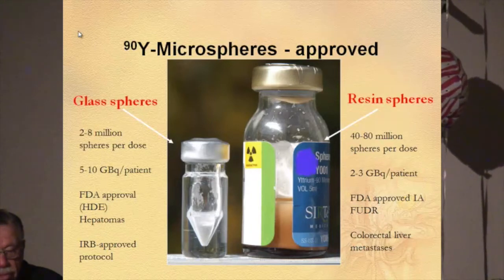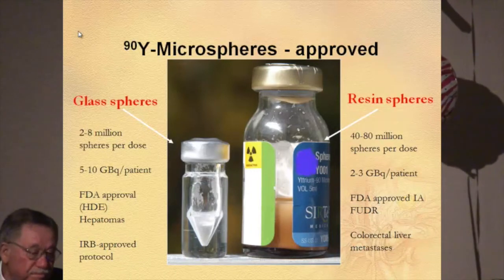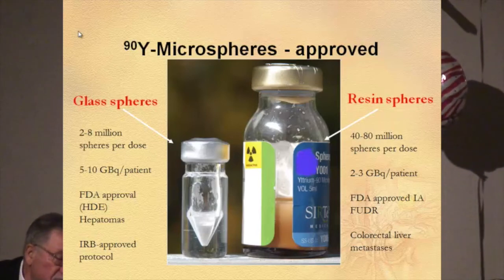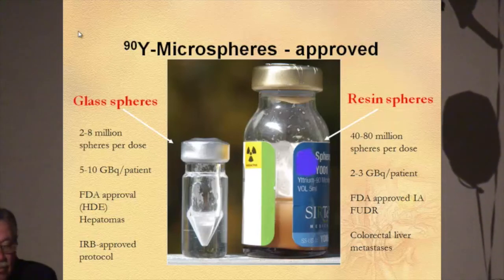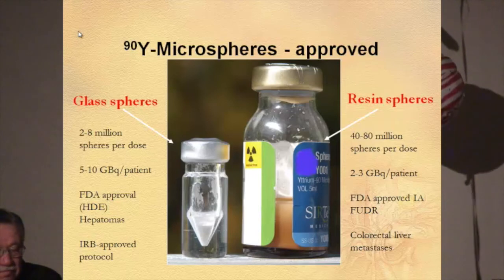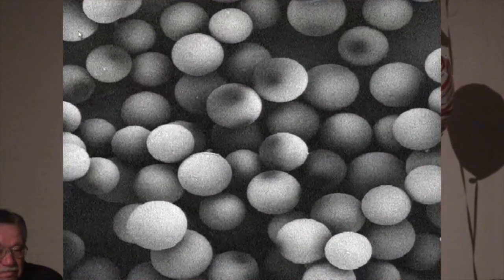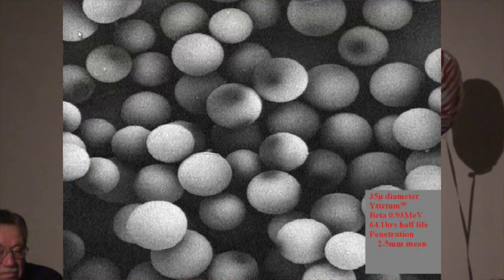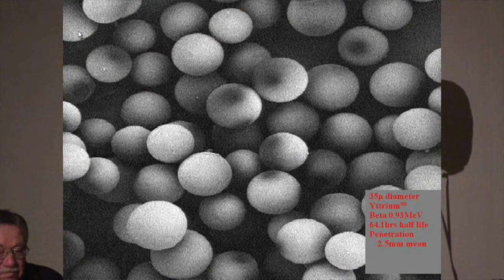These are the two products, Sursphere and TheraSphere. It's beyond the scope of this discussion, but neither of them are FDA approved. They're both off-label use for carcinoid. One is approved for hepatoma, the other is approved for colon cancer. That being said, most insurance companies will cover this.